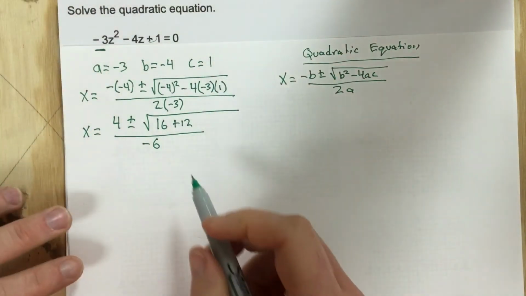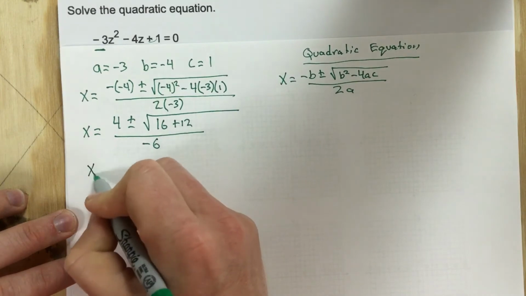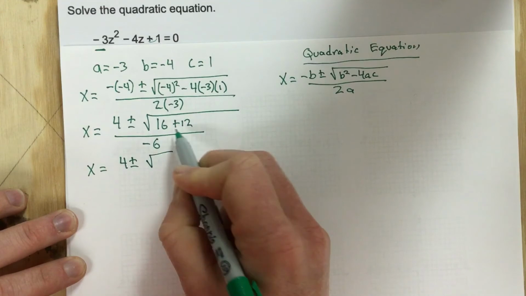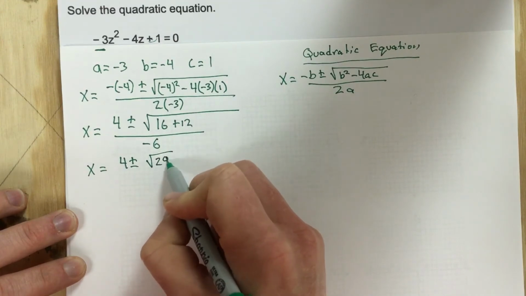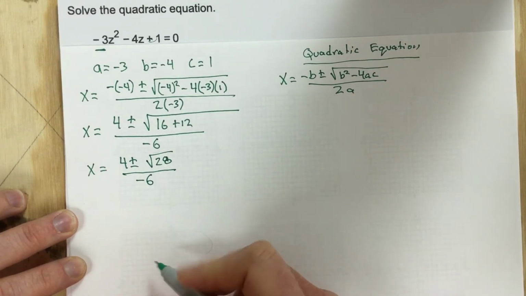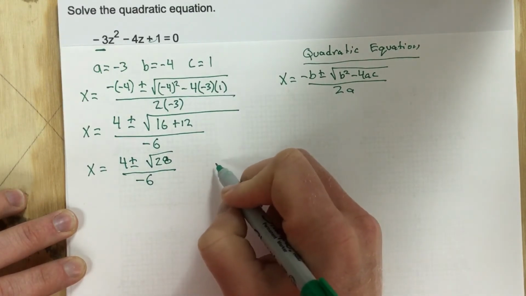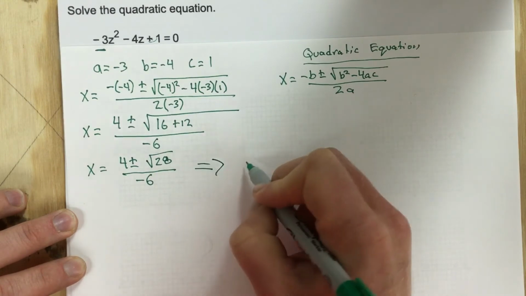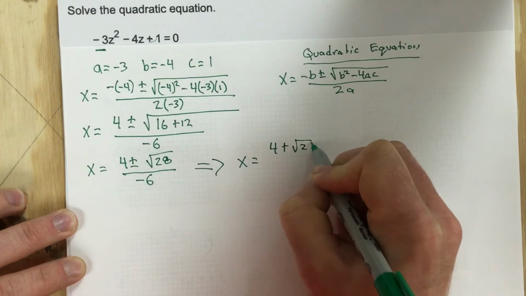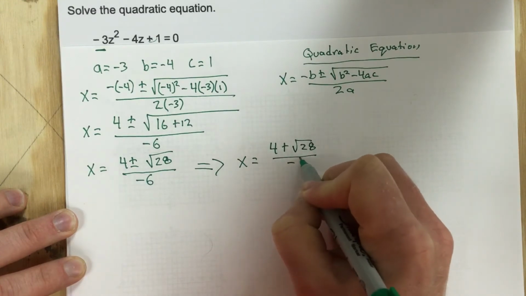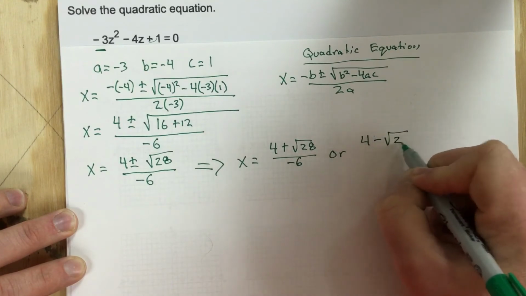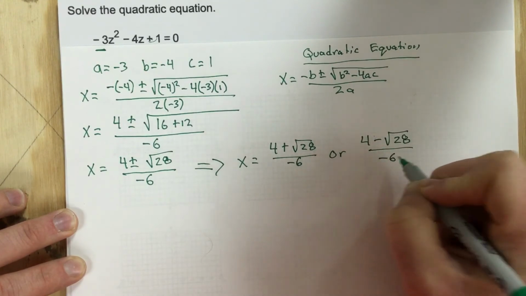And then I'm going to go ahead and add these together. That gives you 4 plus and minus root of 16 and 12, which is 28, over -6. So I can write this as x equals 4 plus root 28 over -6, or 4 minus root 28 over -6.